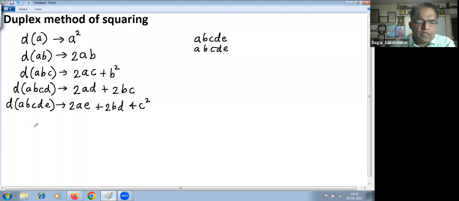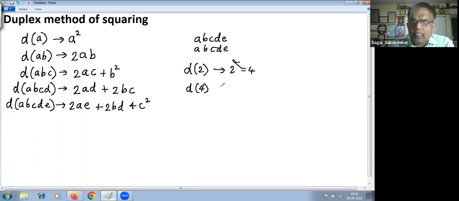So if you consider, say, duplex of 2, then what it says is A square, that means it is 2 square, that is 4. Duplex of 2 is 4. Can you tell what is duplex of 4? Correct, Parth, Satvik. That is 4 square and that is nothing but 16. So that is single digit. If it is single digit, just square of that.